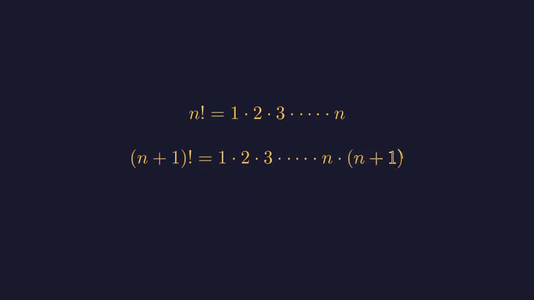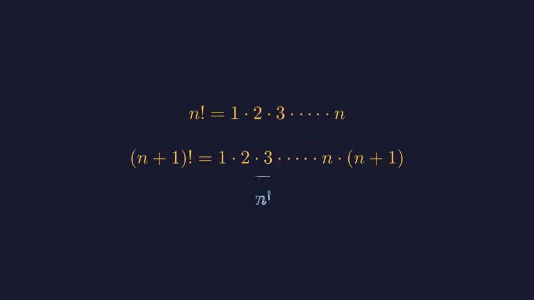To solve this without a calculator, we need to expand the terms and look for a hidden pattern using algebra. First, let us remind ourselves what a factorial actually represents. N factorial is the product of all integers starting from 1 all the way up to n. Now consider n plus 1 factorial. This is the product of all integers from 1 past n all the way up to n plus 1.